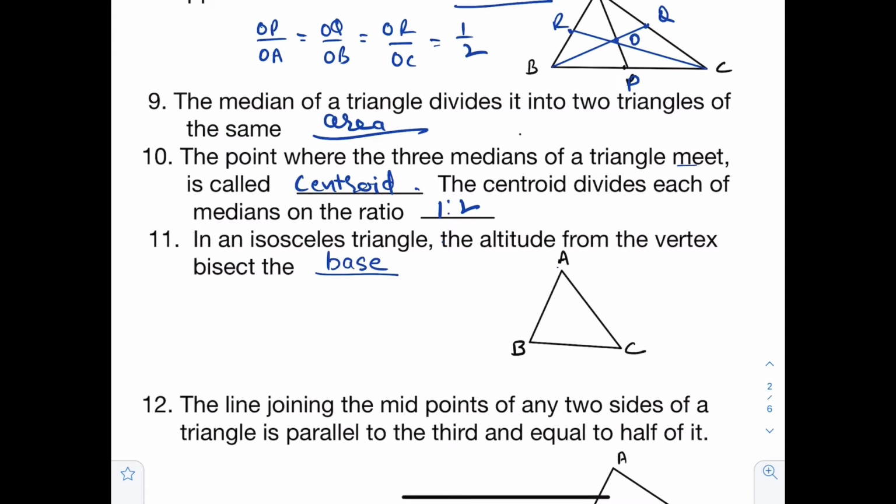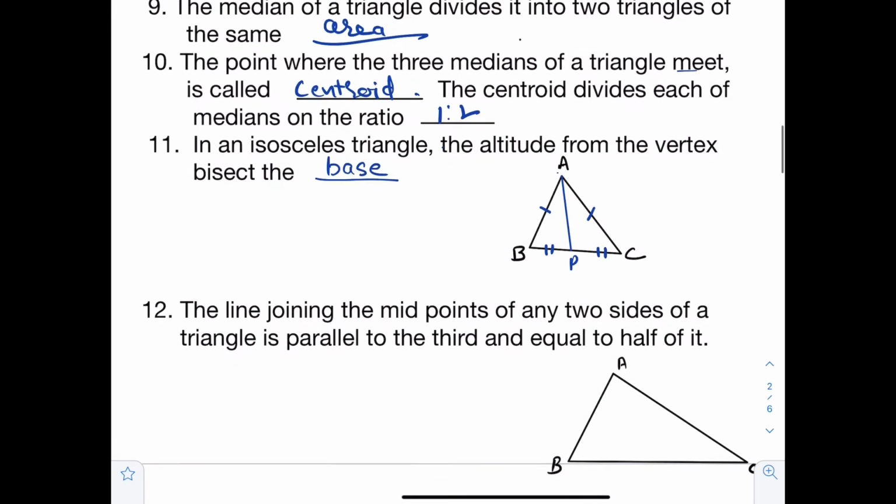Isosceles triangle means a triangle whose two sides are equal, meaning in this triangle ABC, AB is equal to AC. Then the altitude from vertex A bisects base BC, meaning BC, suppose this is point P, so BP is equal to PC.